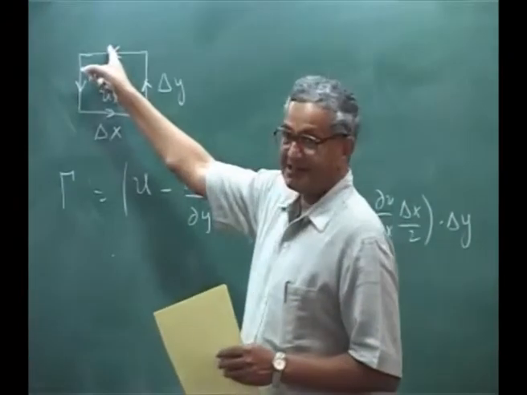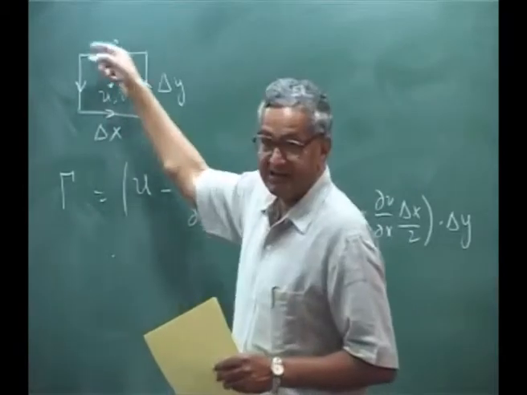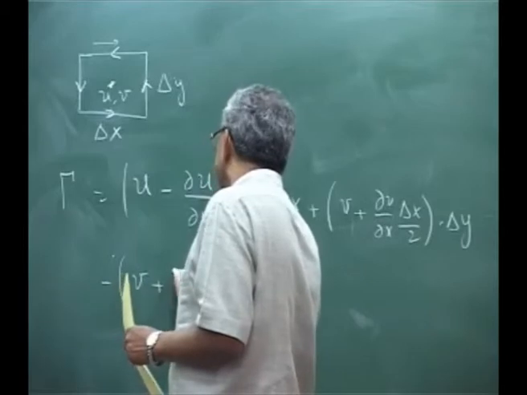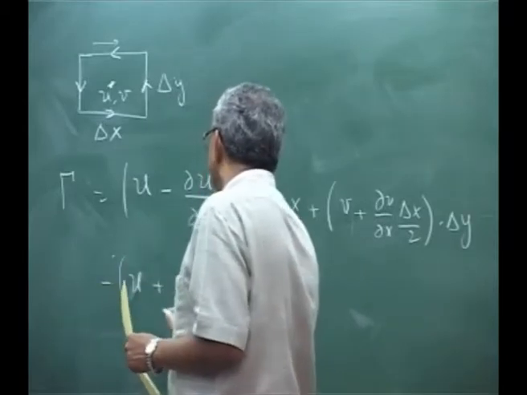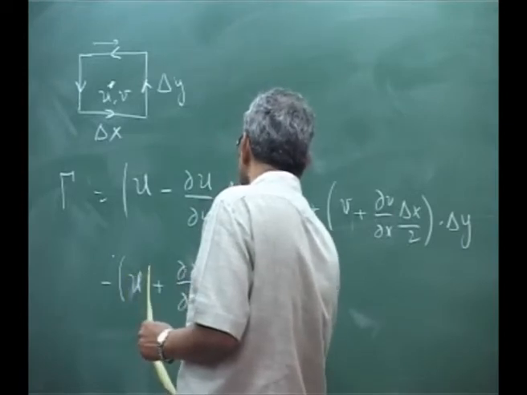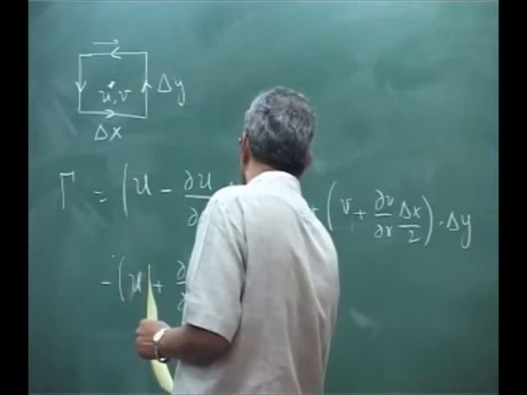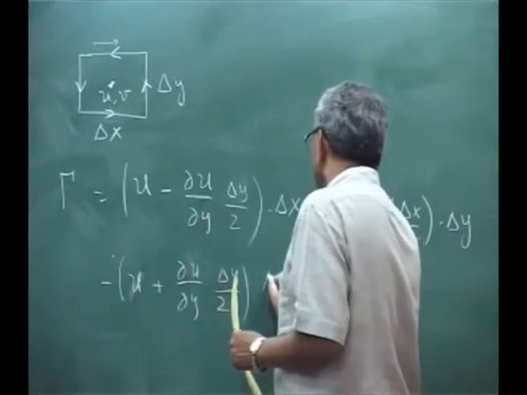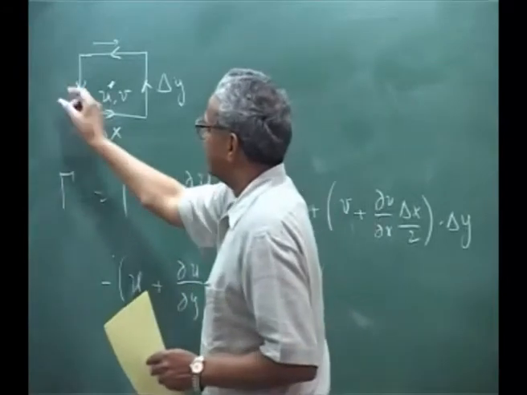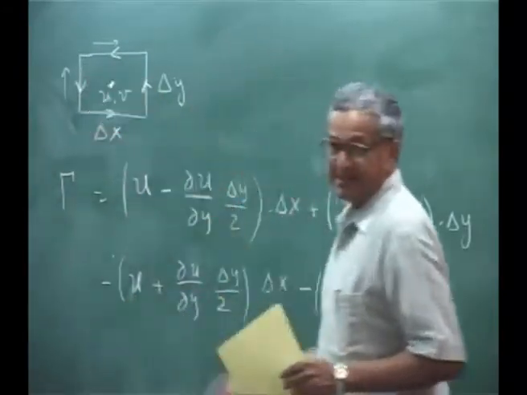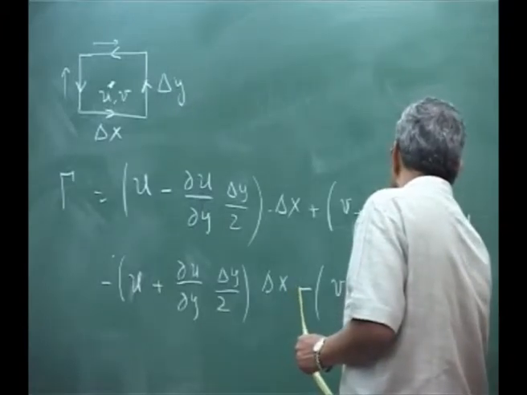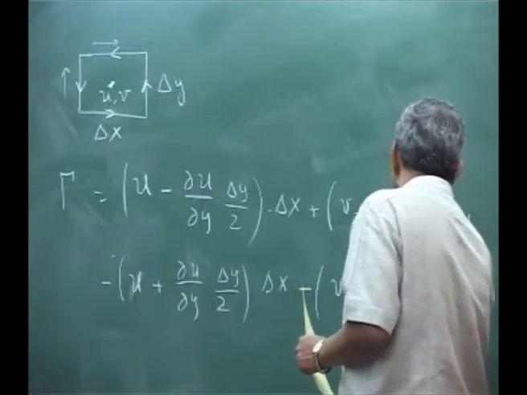Then here the velocity will be this way, so you put a minus sign. So you will have minus of u plus delta u over delta y into delta x, and again minus of, because here the velocity is this way, so your integration path is this way. So you put a minus sign, v minus delta v over delta x.